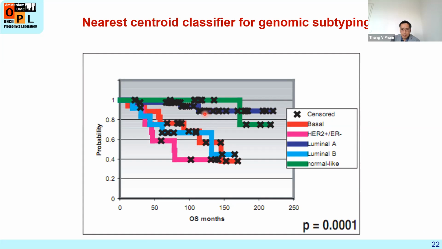So this is a Kaplan-Meier plot. On the x-axis, you see the overall survival in months, and on the y-axis is the probability of survival. Here you can see that the luminal A cluster and the normal-like cluster have a very good survival rate, whereas the HER2-positive or basal groups are not doing so well.